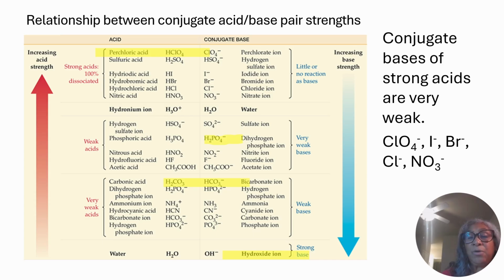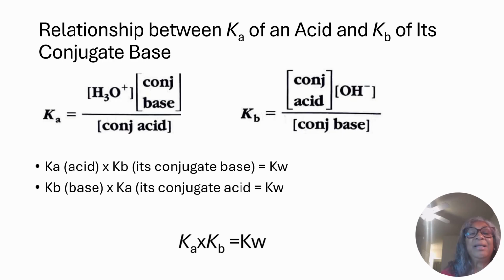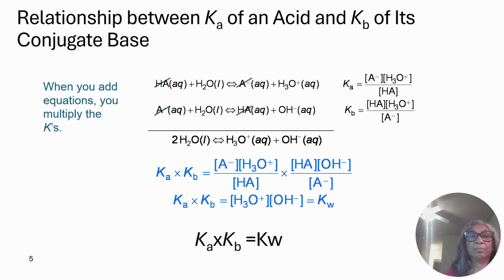Conjugate bases of strong acids are weak bases. Examples here: perchlorate, iodide, bromide, chloride, and nitrate. They are weak conjugate bases of strong acids. The product of the ionization constants of an acid and its conjugate base is equal to the ion product of water, or Ka times Kb is equal to Kw.